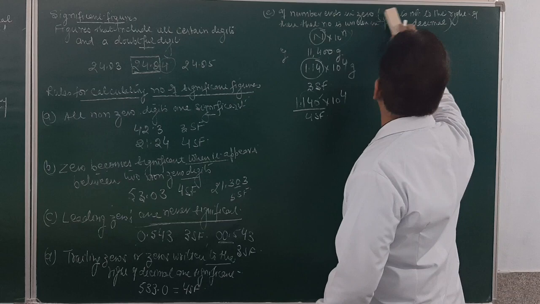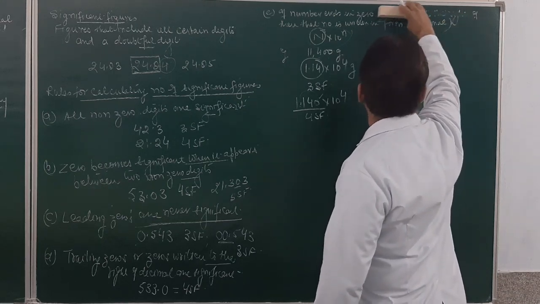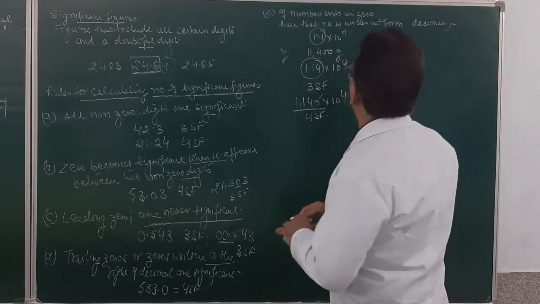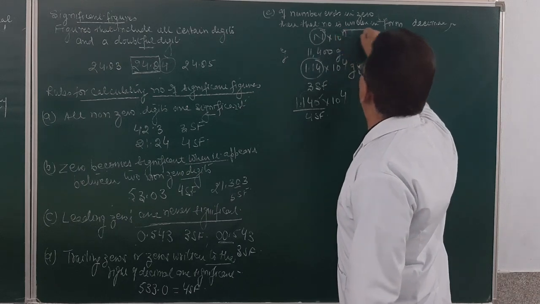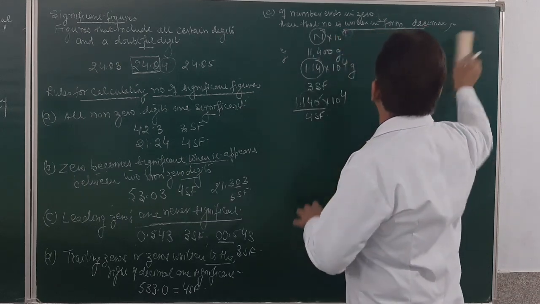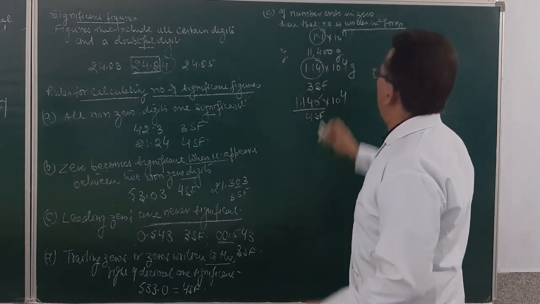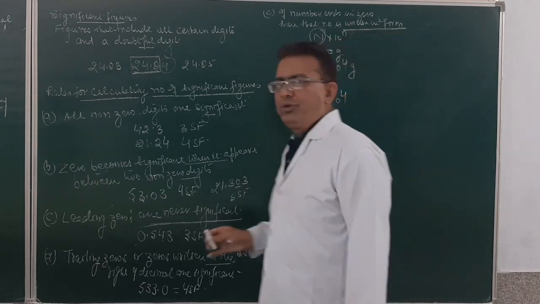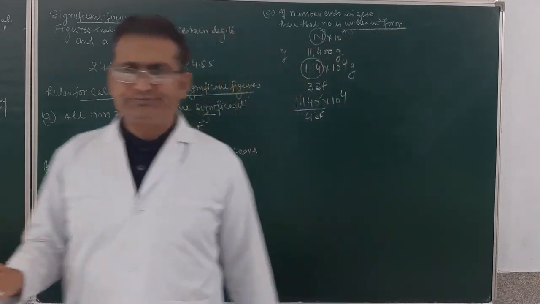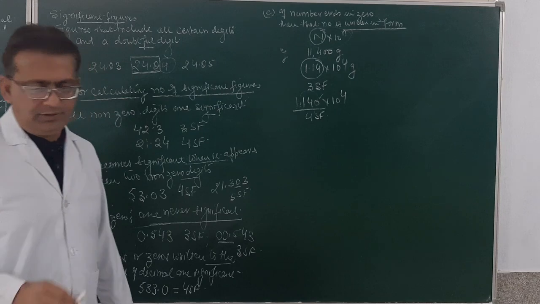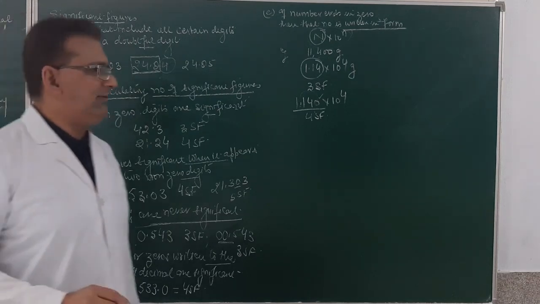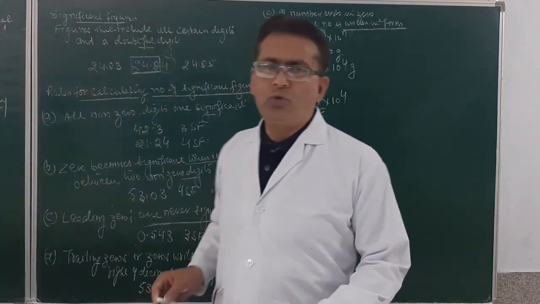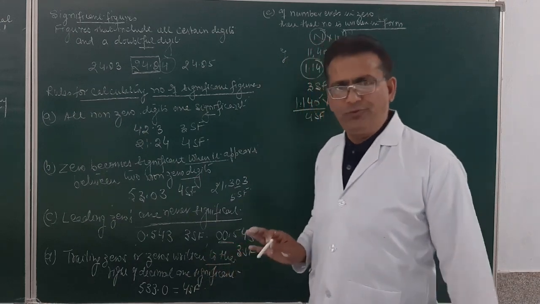Fine. Or I must rub this line from here, 0 to the right of the decimal place, because it will confuse you. If the number ends in zeros, the number is written in the form N into 10 raised to power n, and this N will count the number of significant figures. So there is no confusion. Am I clear, student? Now, always remember, decimal point does not count for significant figures.